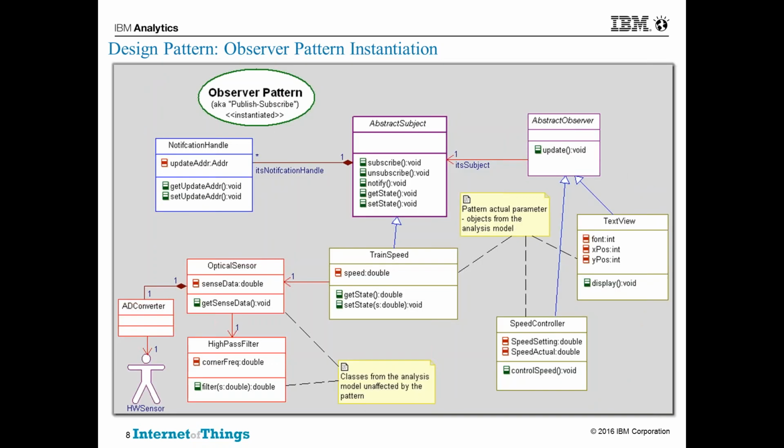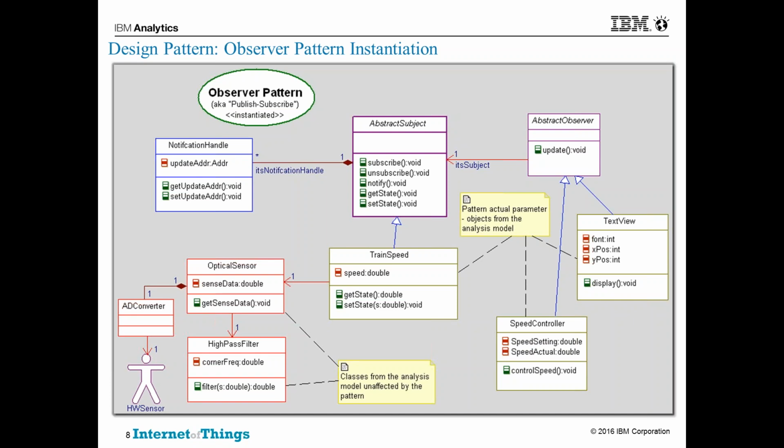So now this is our design model, where we see the elements from both the pattern and from our original model. Optical sensor and high-speed filter haven't changed. But train speed is now a subtype of abstract subject, which means it inherits this subscribe and unsubscribe capability and the ability to manage notification handles. And when it's time to update our subscribers with a notify service, it can walk the destinations and the notification handle list and send them all the messages.